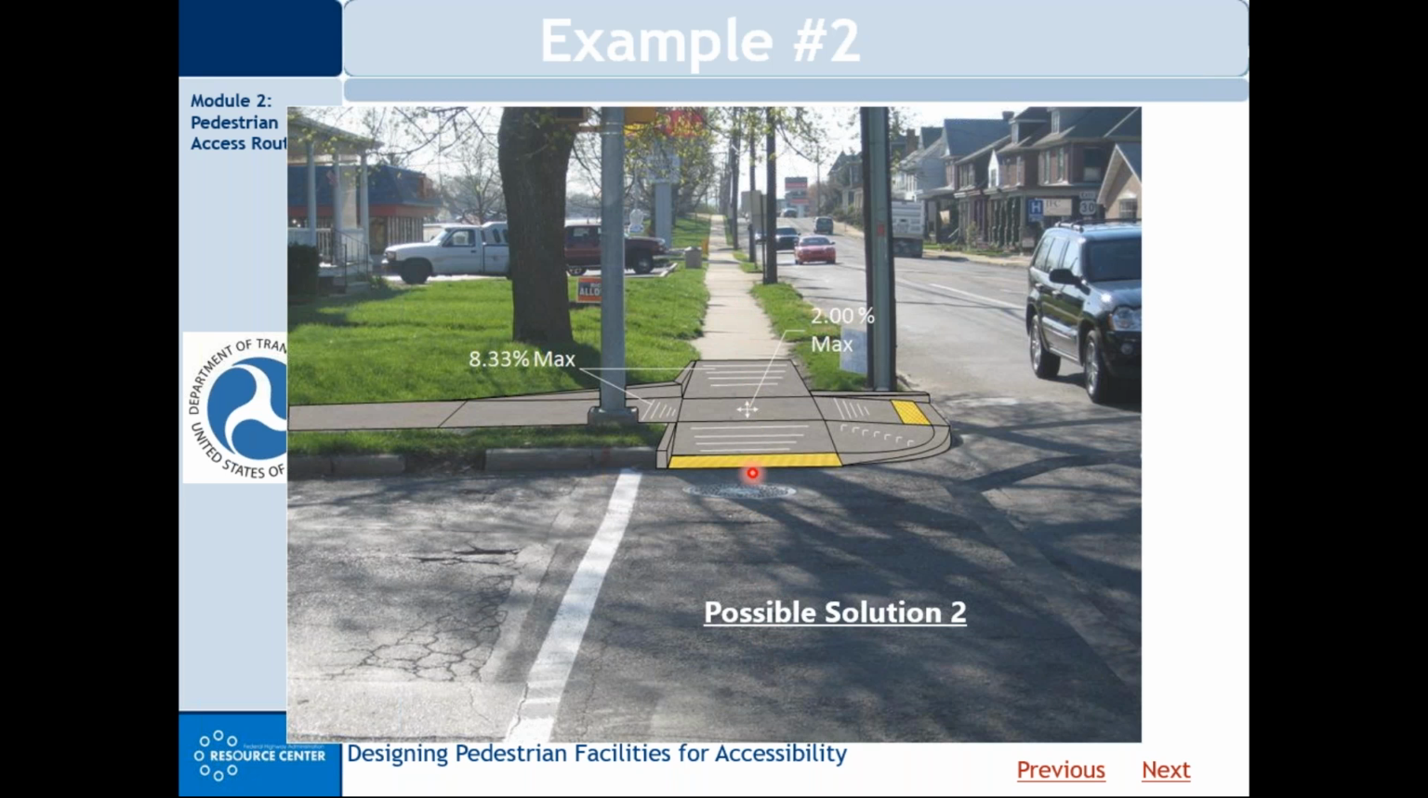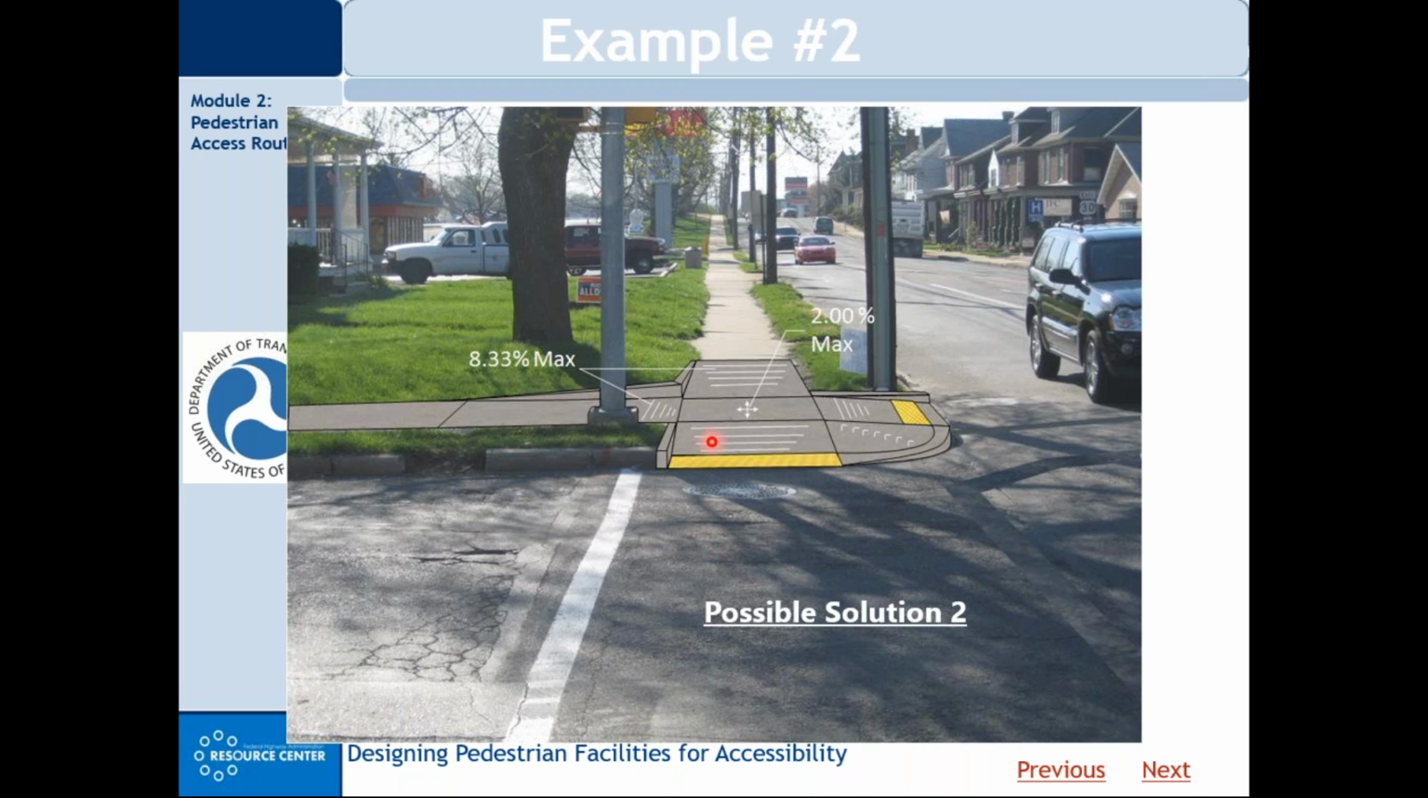Notice there's no out of direction travel for pedestrians. The stop line at the intersection can be at the more conventional location. And so I think overall, to me, that's preferable to the previous design.